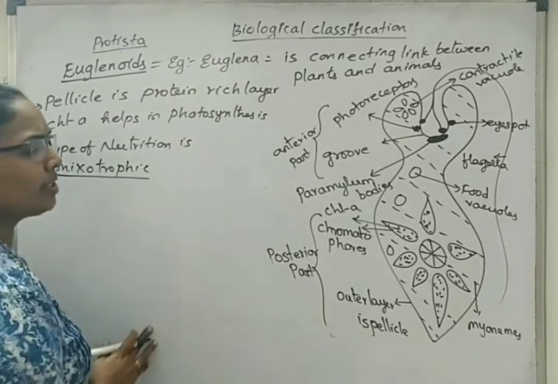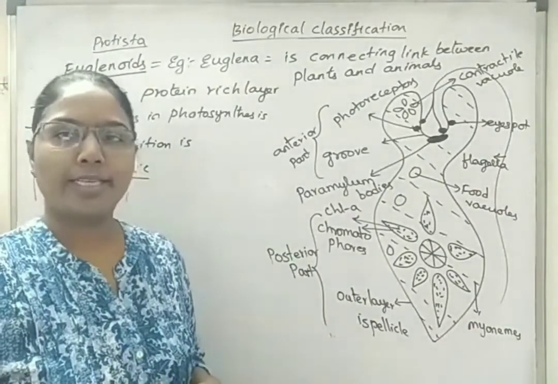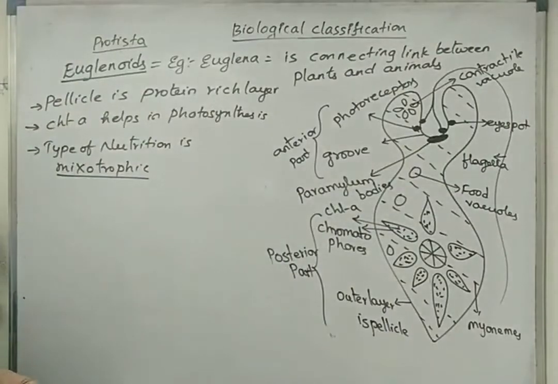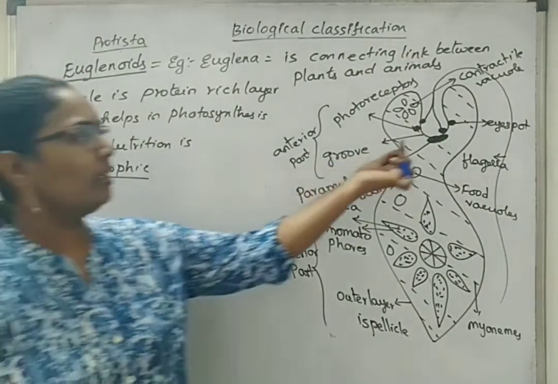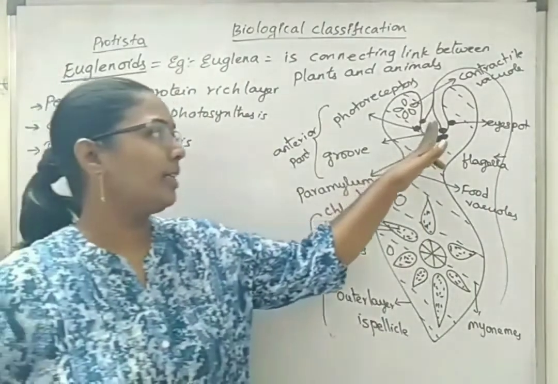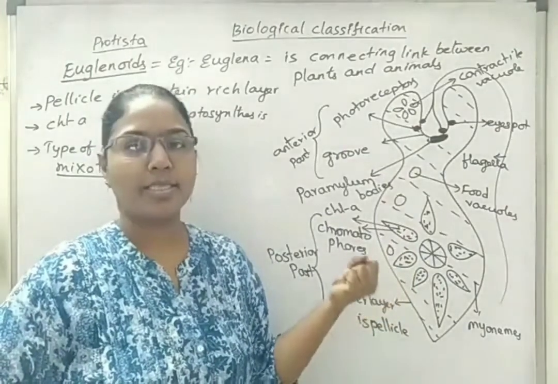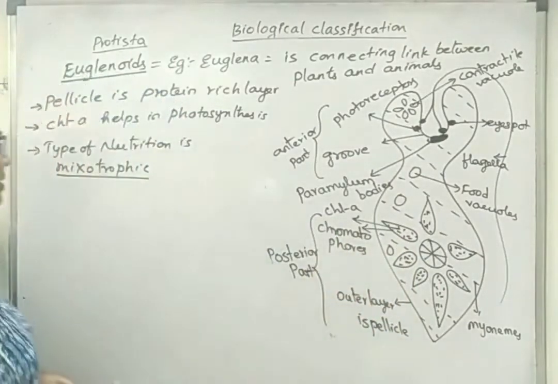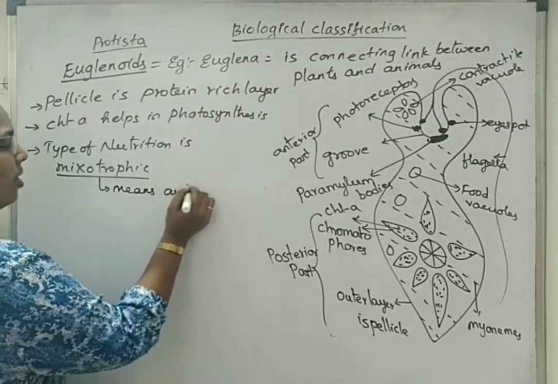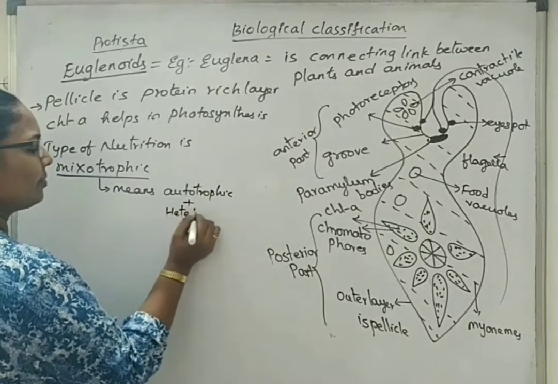Means, in the presence of light and chlorophyll A, it does photosynthesis and behaves as an autotroph. In the absence of light, it uses the stored food material in the form of paramylum bodies and behaves as a heterotroph by taking in smaller zooplanktons, bacteria-like substances, which enter into the glue-like substance. It drags those small substances in and forms food vacuoles. Mixotrophic means autotrophic plus heterotrophic together.